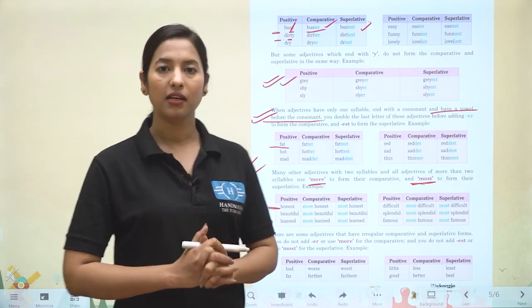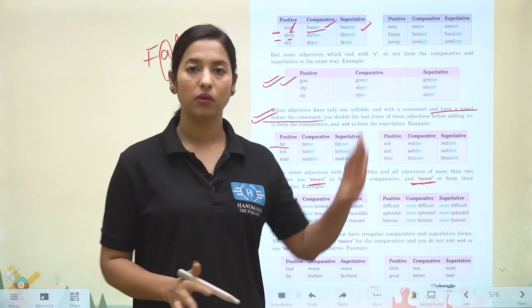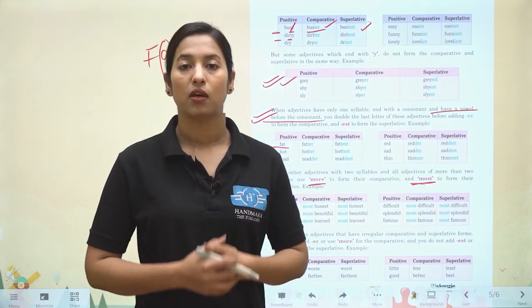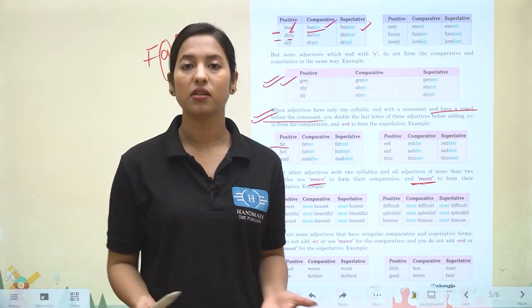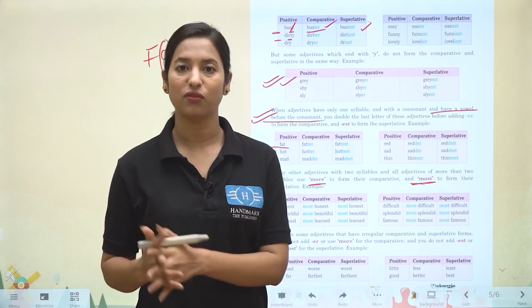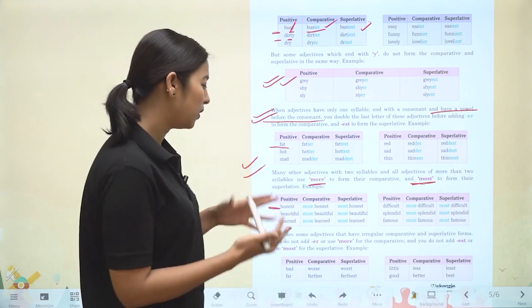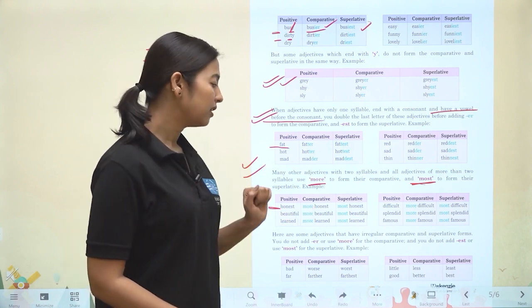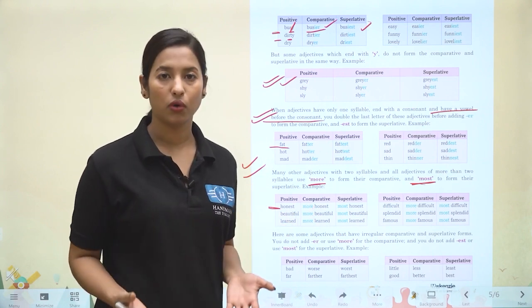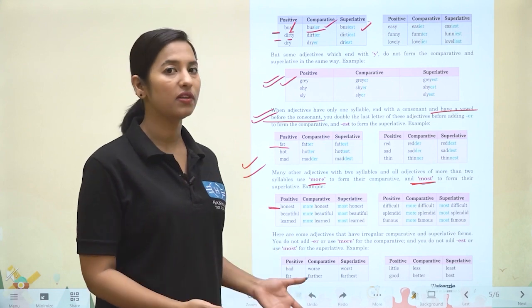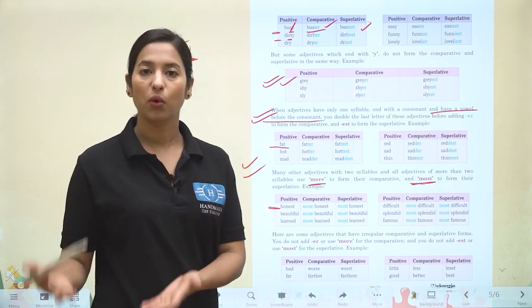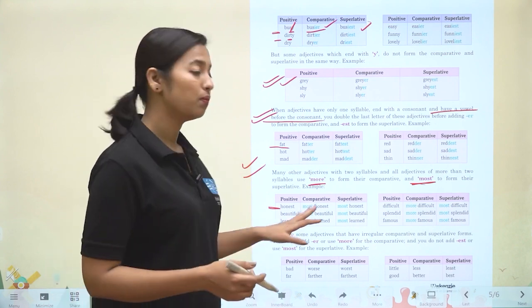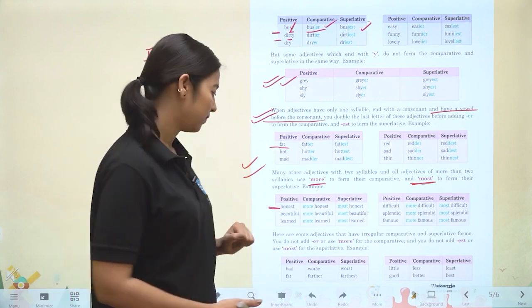So children, there are some words which do not follow these rules. We do not add anything or we do not remove anything. We simply add different words to it to make its comparative and superlative degrees. For example, honest is positive degree, and for making its comparative, we simply add more to it. Okay. More is always used for comparative and most is always used for superlative degrees. So honest, more honest, most honest.